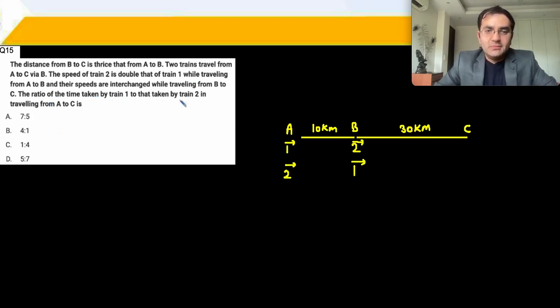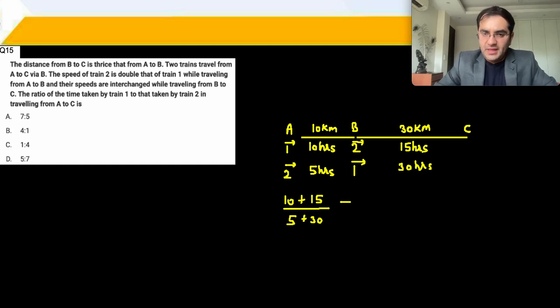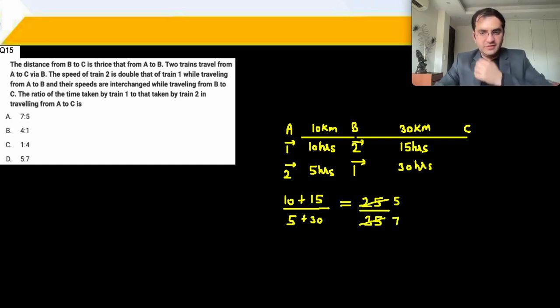Ratio of time taken by train 1 to train 2. So let's calculate time over here. 10 upon 1 is 10 hours, and 10 upon 2 is 5 hours, and 30 upon 2 is 15 hours, and 30 upon 1 is 30 hours. Add them up. Ratio of time taken: 10 plus 15 upon 5 plus 30 is 25 upon 35. Ratio is 5 upon 7. D part is the right answer for question number 15.